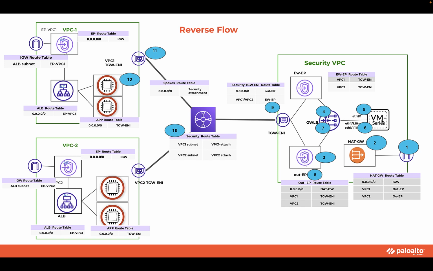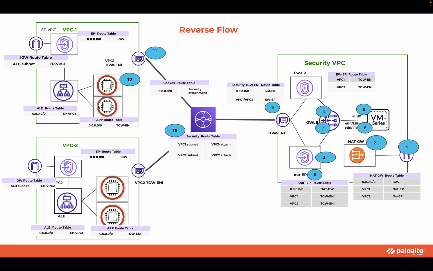Load balancer forwards to the VM series. It comes back to the endpoint after inspection. Next, it's going to look in its own route table again and finds a match towards the transit gateway attachment for the VPC1 or VPC2 traffic. Hence, the traffic gets forwarded towards the transit gateway. At the security route table, it finds an entry to send the traffic towards the destination via the VPC1 attachment, and it reaches the VPC1 attachment, and from there it gets forwarded towards the applications.